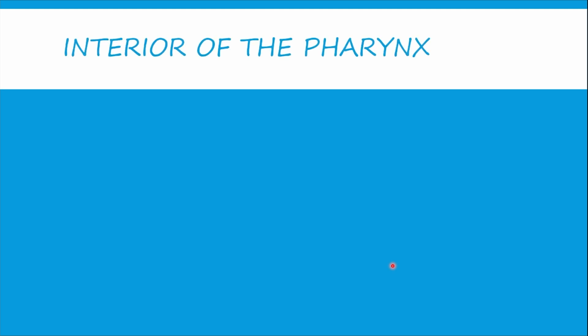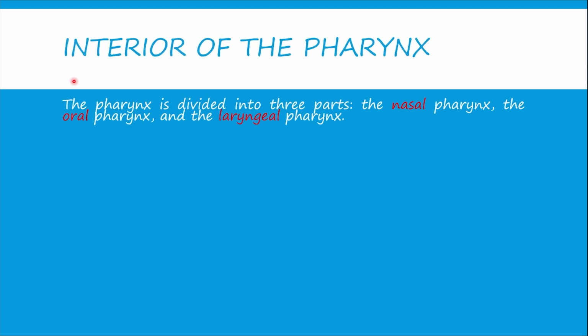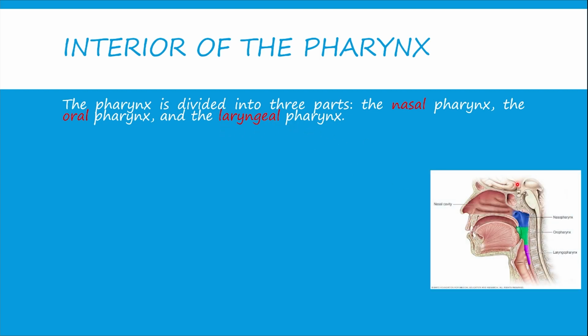So they're all just muscles of the pharynx. Let's talk about the interior of the pharynx. The pharynx is divided into three parts: nasal pharynx or nasopharynx, oral pharynx or oropharynx, laryngeal pharynx or laryngopharynx. So here is the nasopharynx, oropharynx, and laryngopharynx.